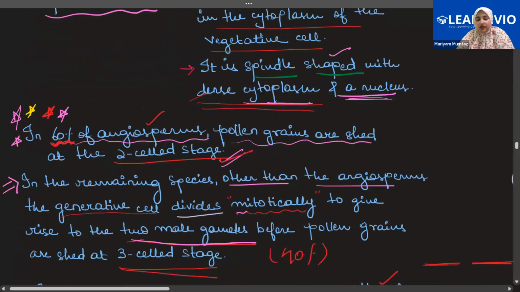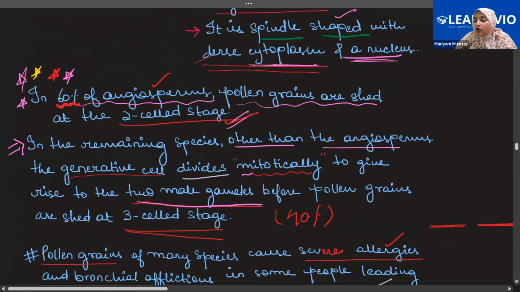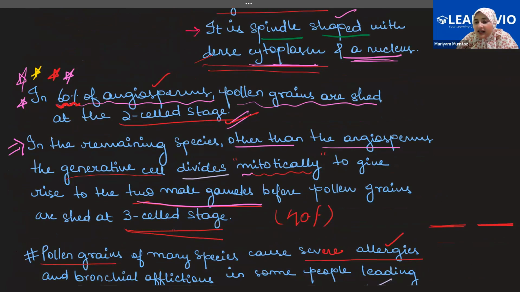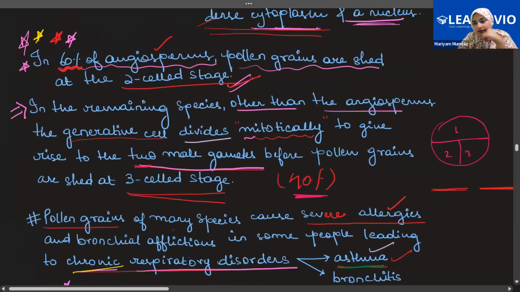Now, this is one of the most important lines: in 60% of the total angiosperms, pollen grains are shed at the two cell stage. Whenever they are at this stage, generative cell and vegetative cell, they will be shed, like released. But in the remaining 40%, the generative cell, the smaller one, divides by mitosis and gives rise to two male gametes before shedding. So now it's like this situation. One bigger one, 2 and 3, like this. This is a 3-cell stage at which in 40% of the rest of the angiosperms, the pollen grains are released. Clear? Any doubts?